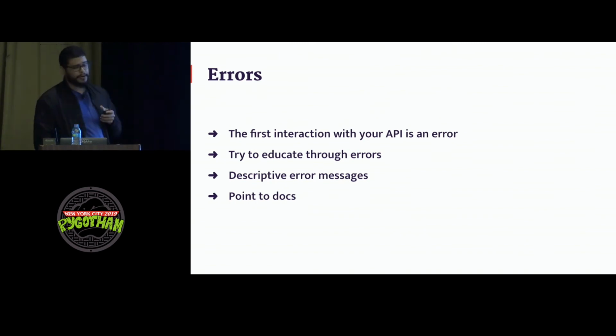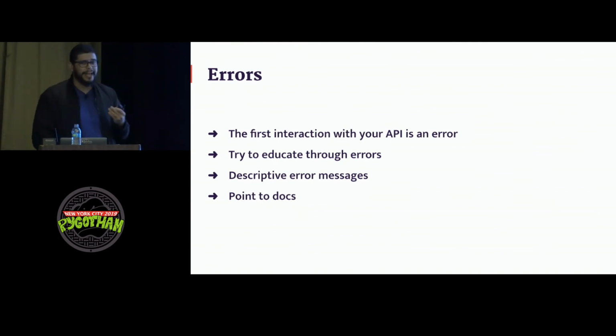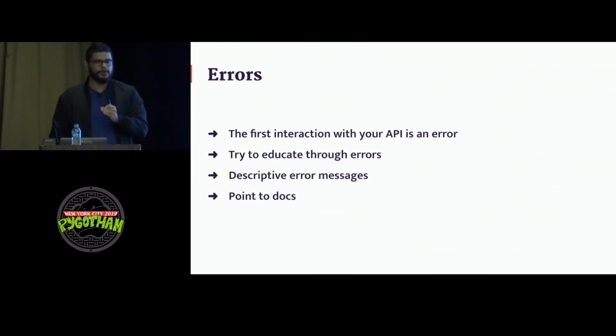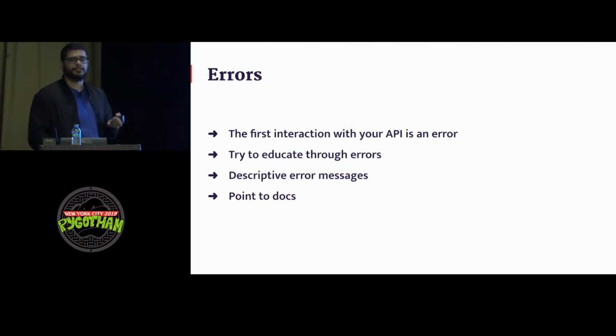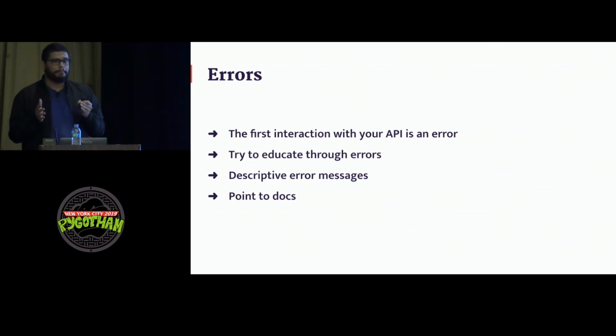Also, errors. Errors, I think, are the most important part of your API because it's the first interaction every user has with your product. The first time you use an API, you will get an error, okay? So try to educate your users with that. Error messages should be descriptive and point to your docs where they can solve the error.